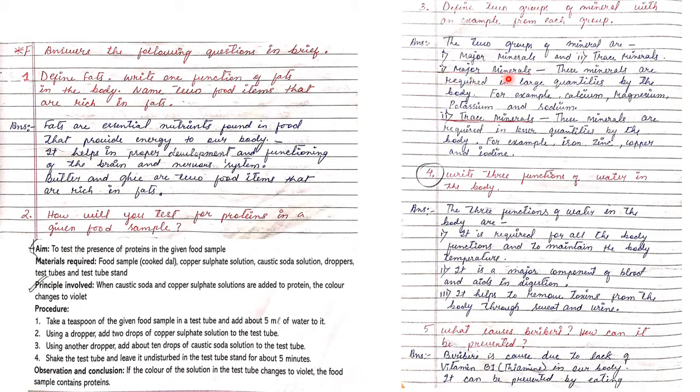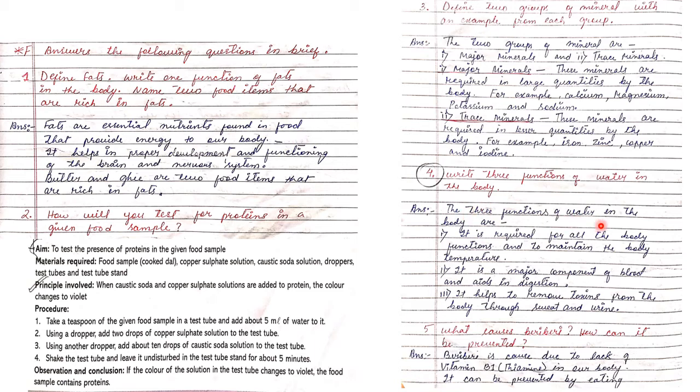Number 1, major minerals. These minerals are required in large quantities by the body. For example, calcium, magnesium, potassium and sodium. Number 2, trace minerals. These minerals are required in lesser quantities by the body. For example, iron, zinc, copper and iodine. Number 4, write three functions of water in the body.